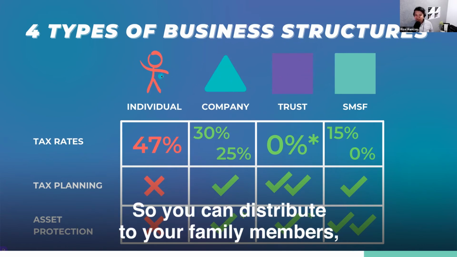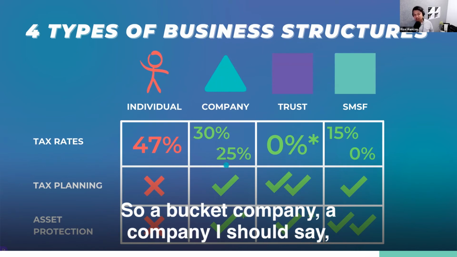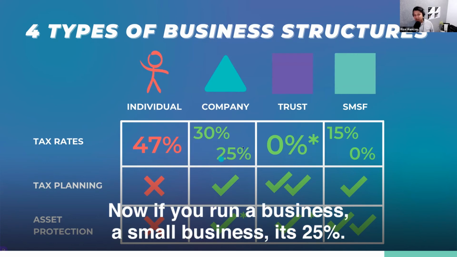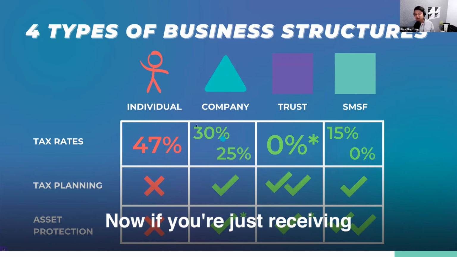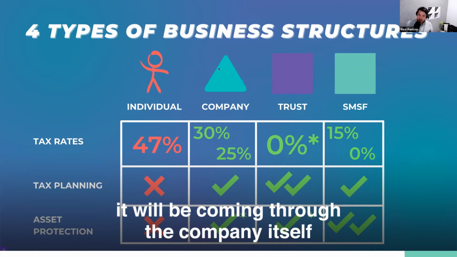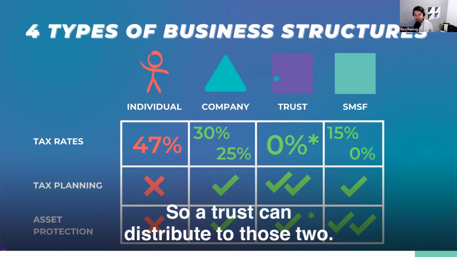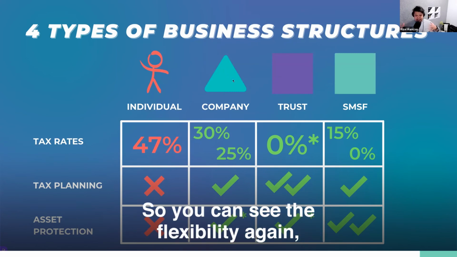So you can distribute to your family members, or you can distribute to what we call a bucket company. A bucket company, I should say, pays a flat tax rate. Now, if you run a small business, it pays 25%. If you're just receiving passive trust distribution income, it will be coming through the company itself, and you pay 30% tax. So a trust can distribute to those two. So you can see the flexibility.